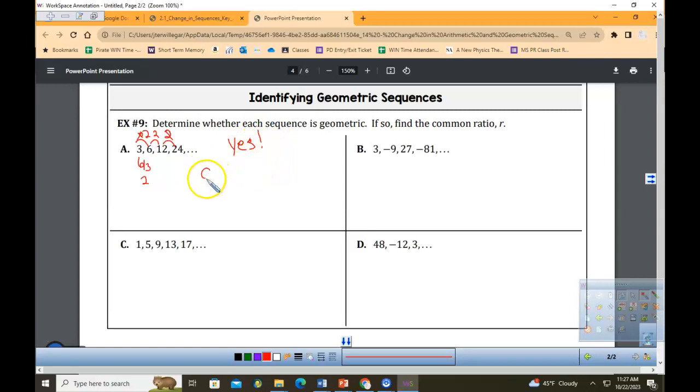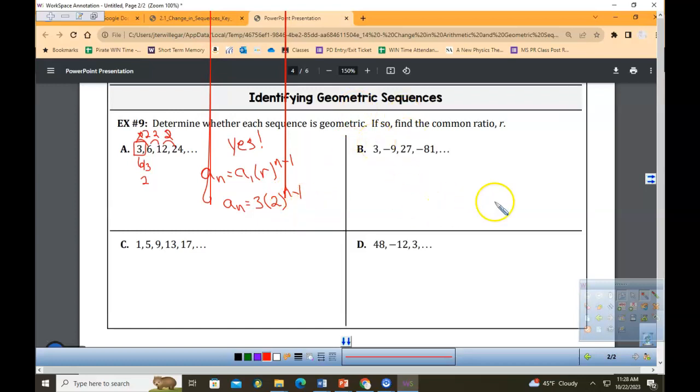So a sub n equals my a sub 1 times r to the n minus 1, right? Now in this case, my a sub 1 is my initial, so it's 3. So a sub n equals 3 times, what's my ratio? Well, 6 over 3. It went up by times 2 each time, to the n minus 1. That's an n. We'll figure it out.